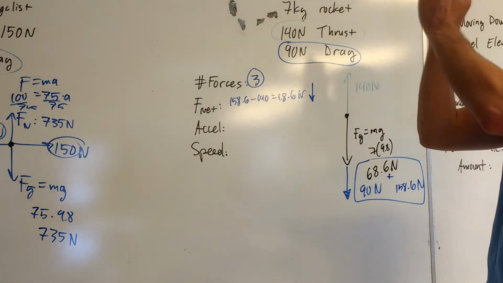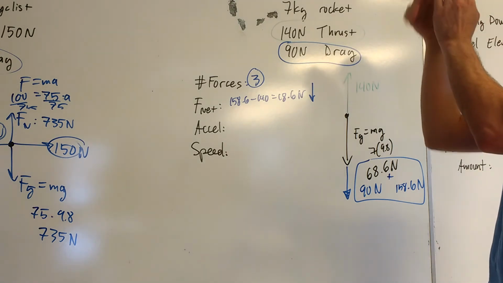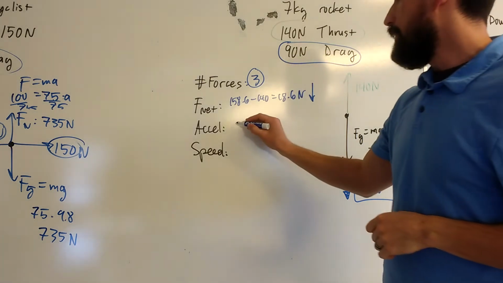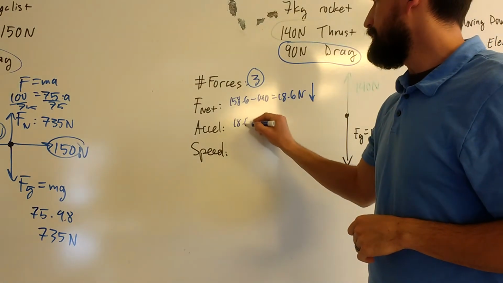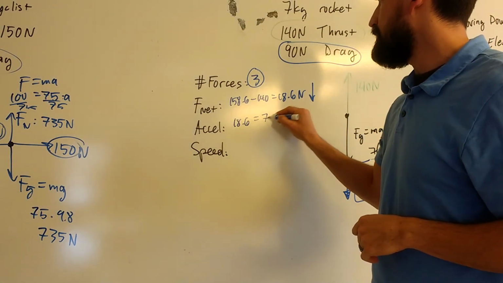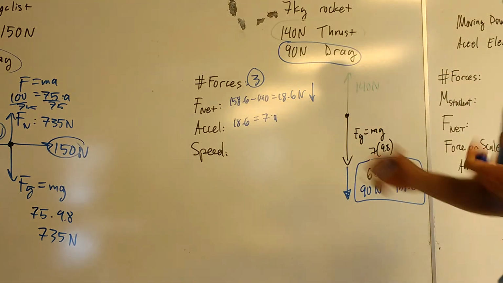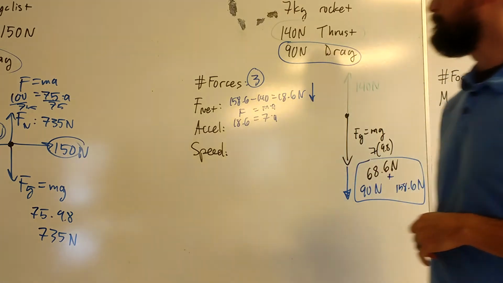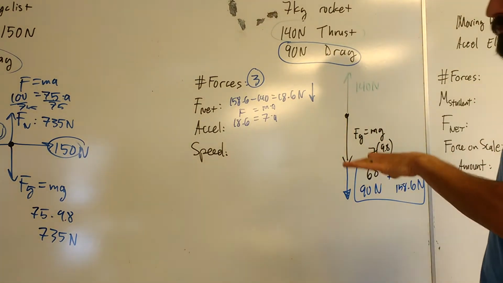It's going to be moving upward, but the net force being applied downward is going to cause the acceleration in that direction. How do we get that? Of course, that's 18.6 equals the mass, which is 7, times a. Notice all I did there was write the net force, F equals ma. That's the only formula we've got so far.